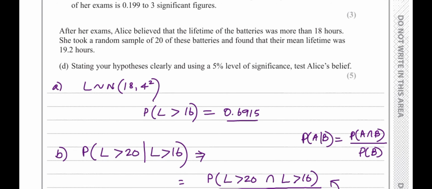This is a hypothesis testing question using sample mean of a normal distribution. There are a few aspects to this question where the answer could go wrong, and that's why there are 5 marks to this question. To break down the question, Alice took a sample of 20 and she found that the mean lifetime was 19.2 hours. She believes that the lifetime of the batteries was more than 18 hours.